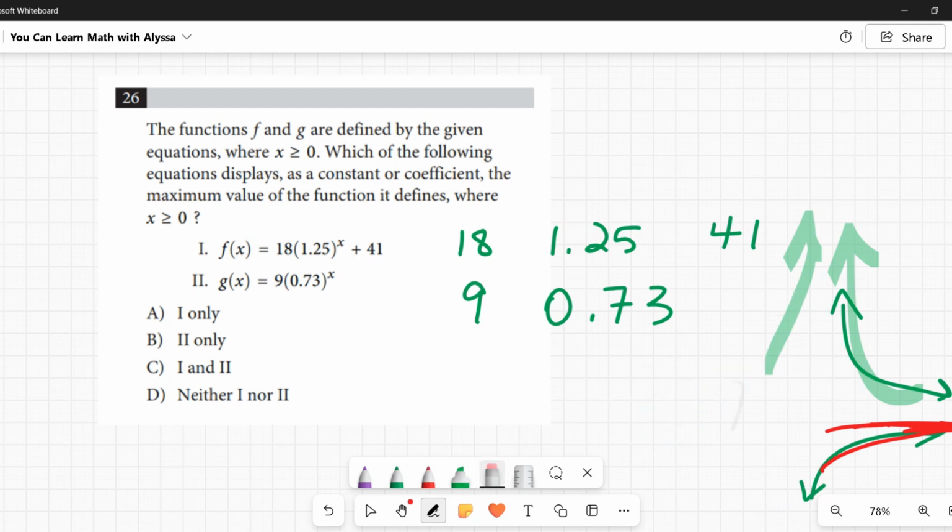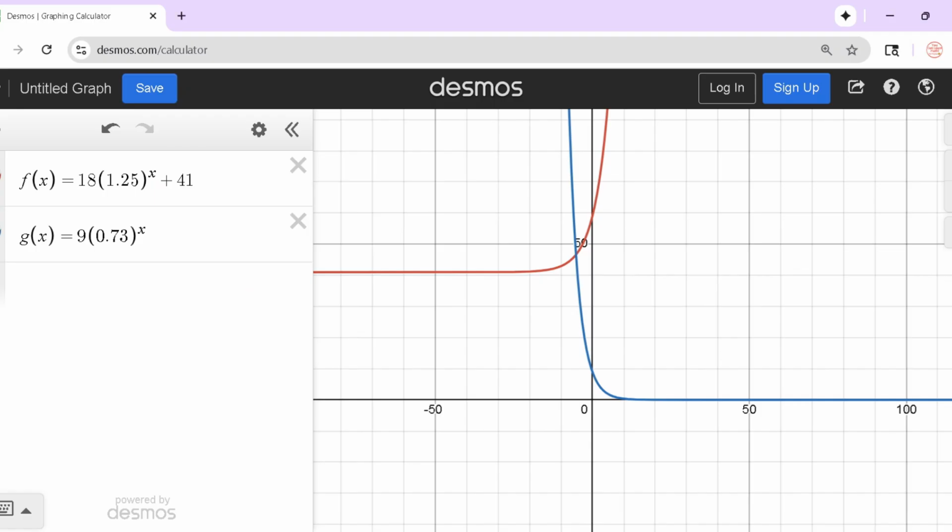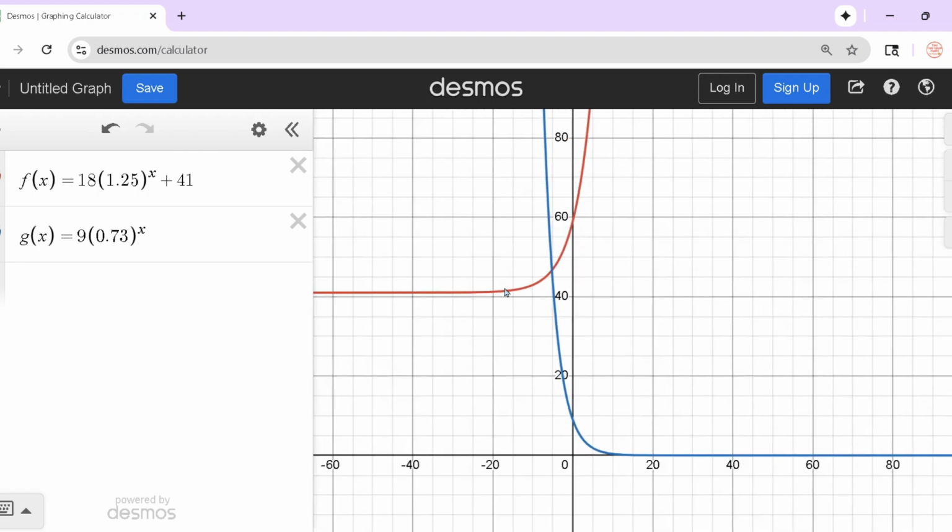So how could they ask what's the maximum or minimum of this function? It's right here, where x is greater than or equal to 0. That's the only part of this we're going to look at. So let's go over to Desmos and look at these two. Here we have f of x in red going up to the right, and g of x in blue going down to the right. They're both approaching their limits, and also going up into infinity, just in different directions. This one's approaching a limit, looks like it's 41, and it's going up into infinity. This one goes up into infinity negatively to the left, and it's approaching 0 to the right.